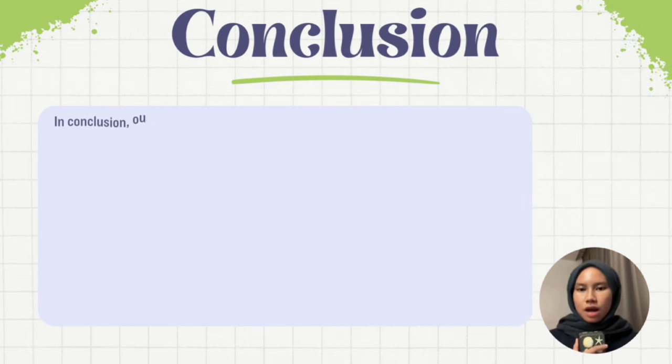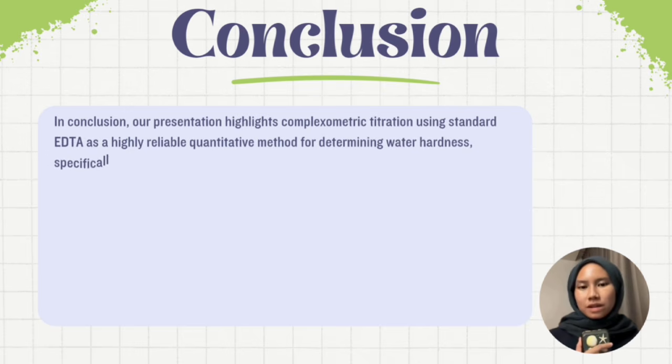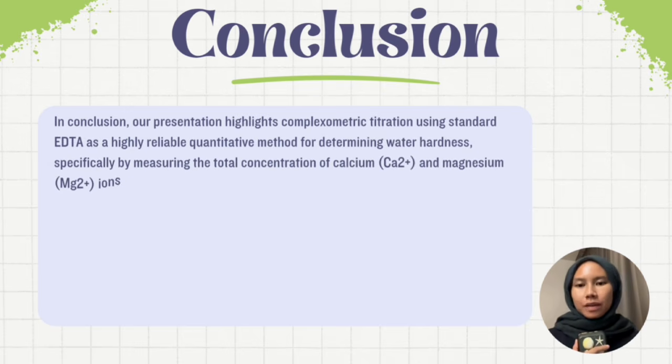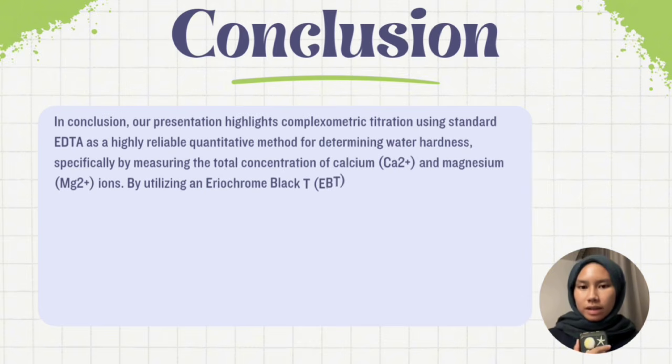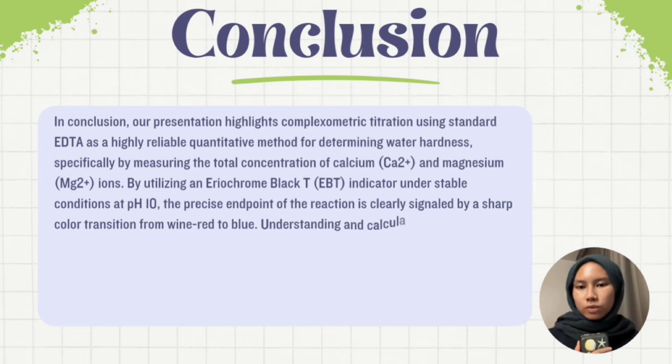In conclusion, our presentation highlights complexometric titration using standard EDTA as a highly reliable quantitative method for determining water hardness, specifically by measuring the total concentration of calcium and magnesium ions. By utilizing an Eriochrome Black T (EBT) indicator under stable conditions at pH 10, the precise endpoint of the reaction is clearly signaled by a sharp color transition from wine red to blue.